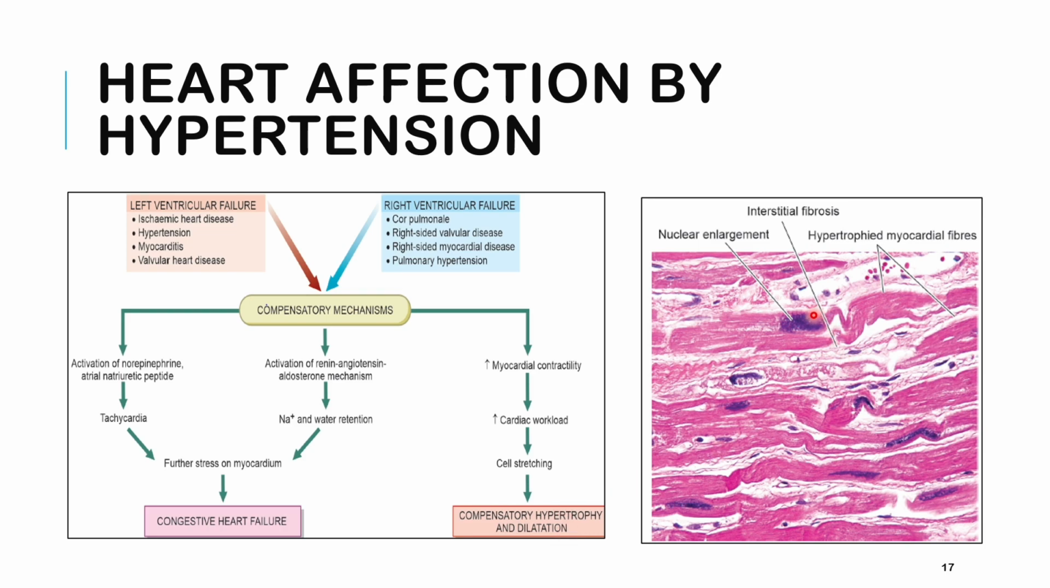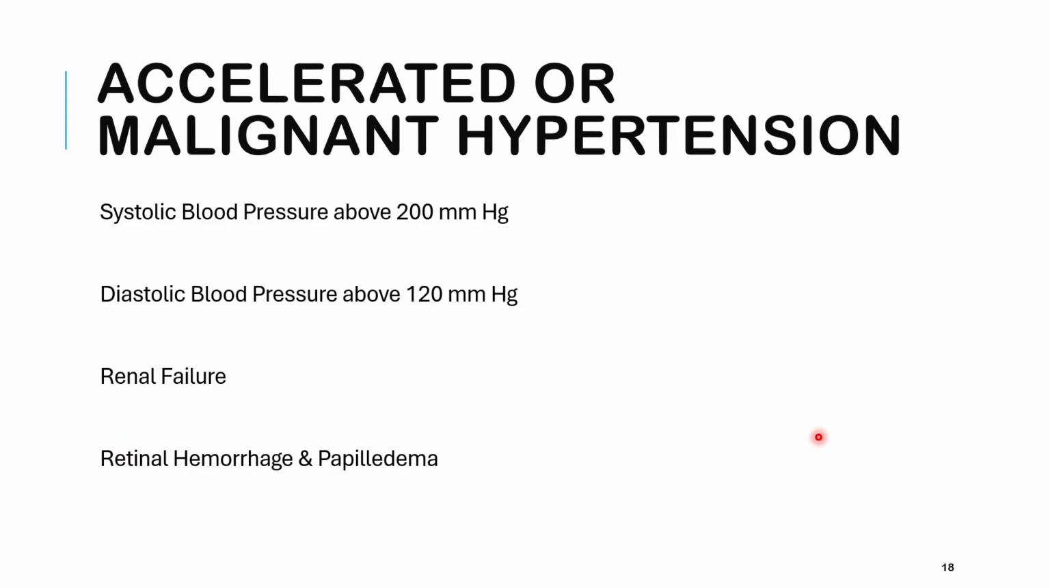Here you can see that in left ventricular hypertrophy, the muscles have enlarged in size as well as there is a nuclear enlargement. You can see the hypertrophied myocardial fiber. Hypertrophy means increased cell size. So here the muscle cell size is increased as well as nuclear size is increased, which is known as a boxcar nucleus. So this is a case of left ventricular hypertrophy.